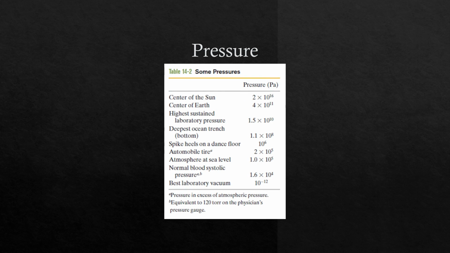Here, you'll see some examples of pressures. For example, the center of the sun is 2 times 10 to the power of 16. Or the center of the earth, which is less, 4 times 10 to the power of 11. And you can see here that the deepest ocean trench is 1.1 times 10 to the power of 8. All of this is in pascals. And if you have that much pressure around you, then you're probably dead by now. But other than that, these are some examples of pressure.